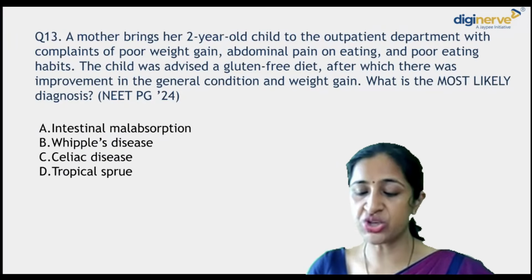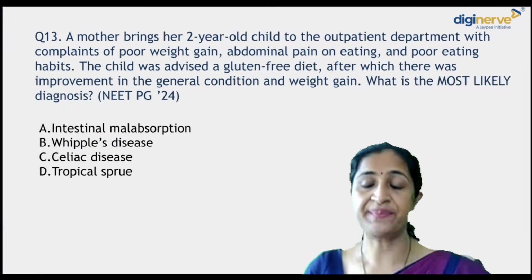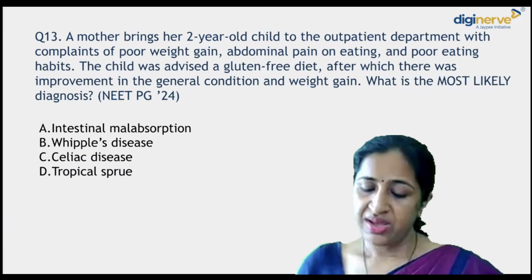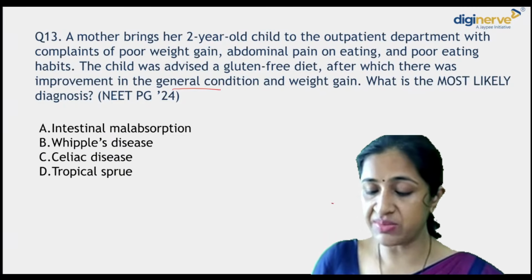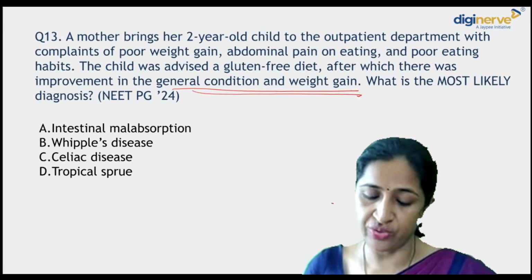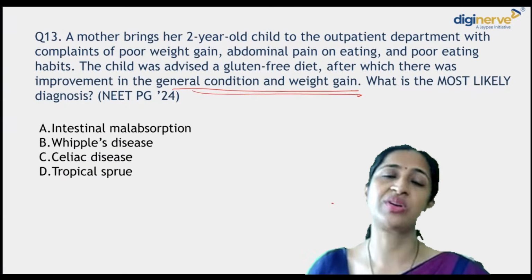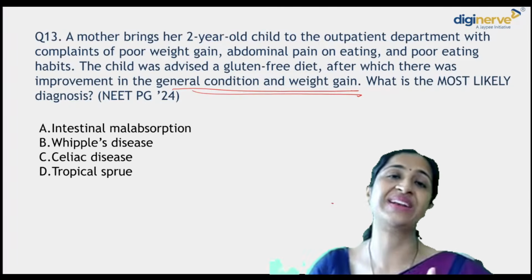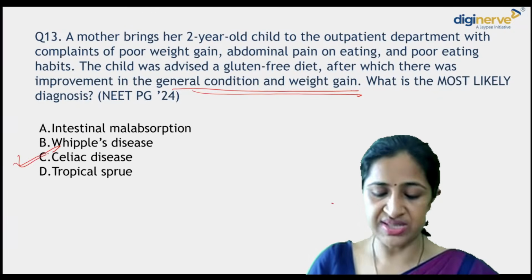A mother brings a 2-year-old child to the outpatient department with poor weight gain, abdominal pain, and poor eating. The child was advised a gluten-free diet, after which the child has a much better improvement. So what is the most likely diagnosis? NEET 24. So very clearly, where do you avoid gluten? You avoid gluten where the gluten is not digested appropriately, or there are antibodies to gluten, and that is seen in a condition called celiac disease.